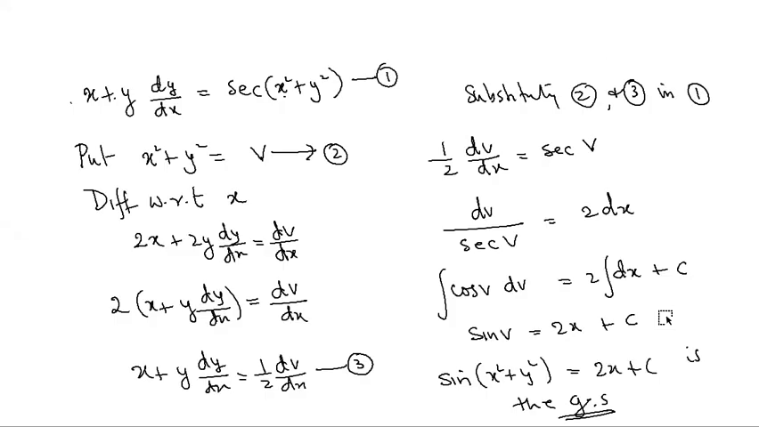I'm going to give you one more question. The question is, cos square of (x minus 2y) is 1 minus 2 dy by dx. Exactly similar to the previous problem. You can see this is to be substituted and this is its derivative. So please do it yourself.